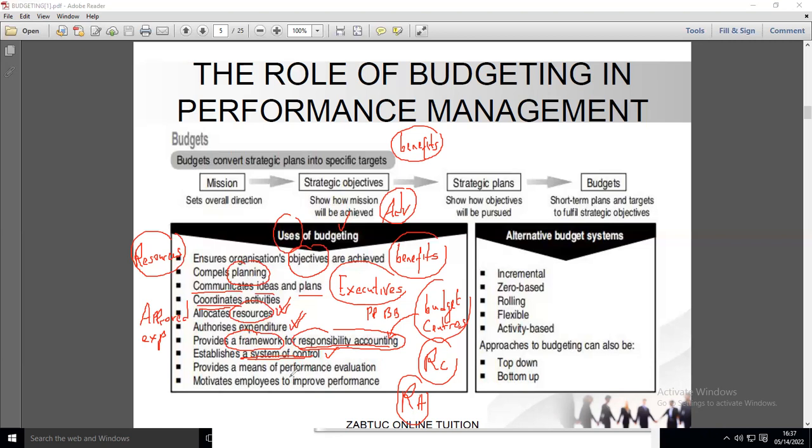Provides a basis of performance evaluation. We can evaluate the performance of our managers, of our responsibility centers using budgets. It motivates employees to improve performance. So these points that we cover here are very important because we are saying that if somebody was thinking of introducing a budgeting or budget control system, these are some of the advantages.